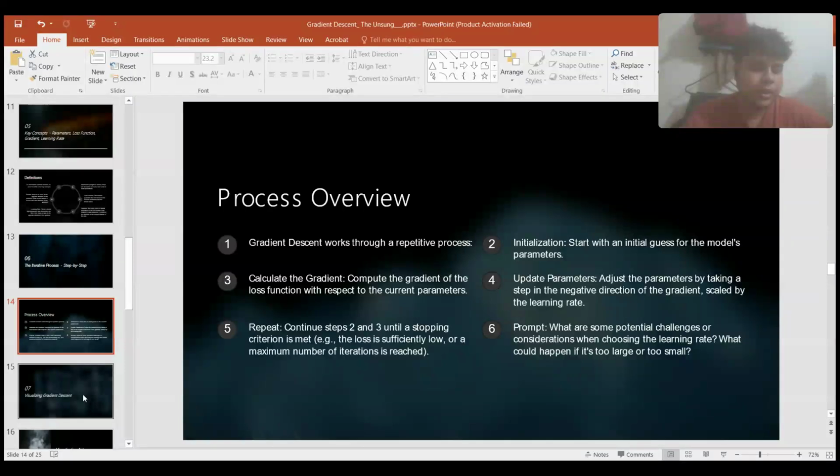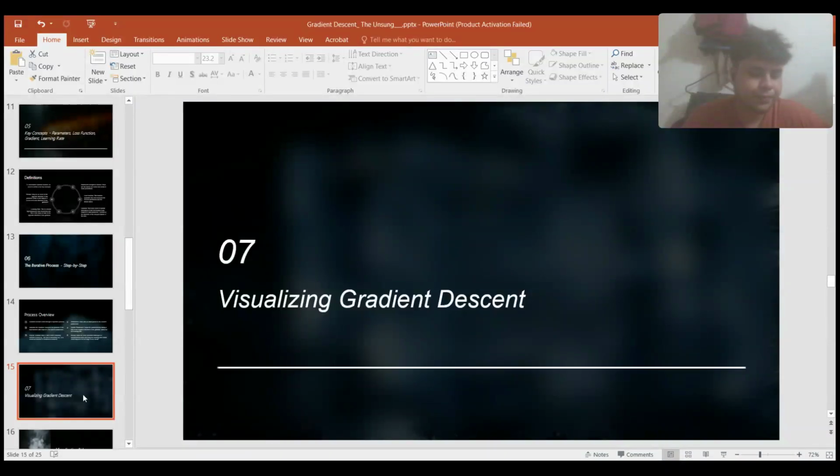We stop when the loss is sufficiently low. Another question to our audience: what are some potential challenges or considerations when choosing a learning rate? What could happen if we choose too large or too small of a learning rate?